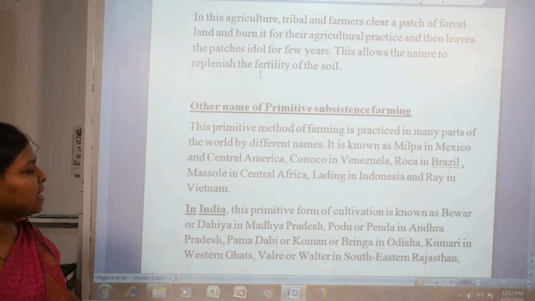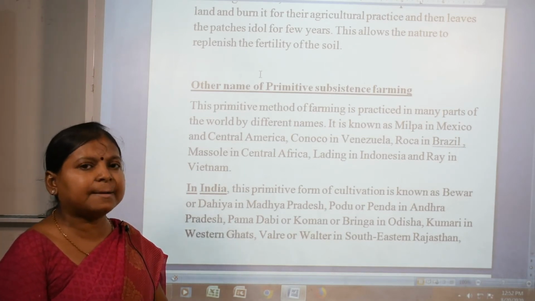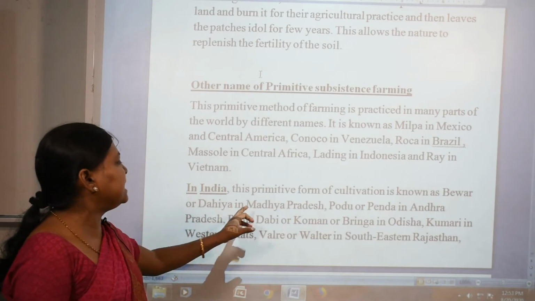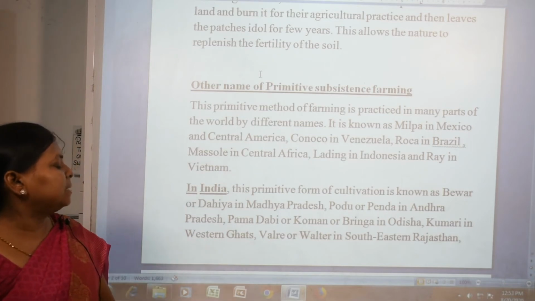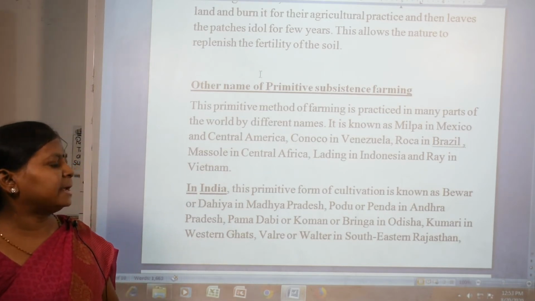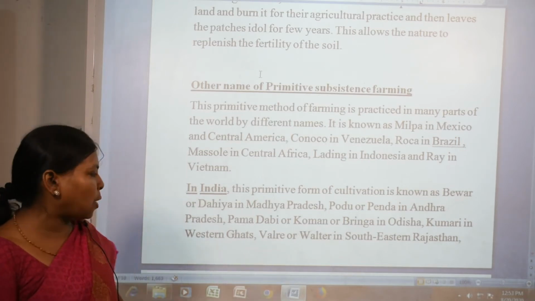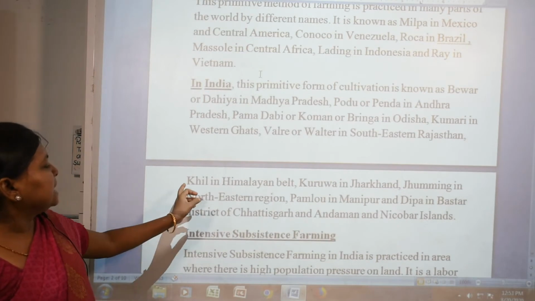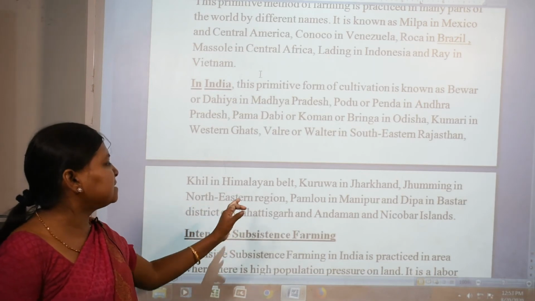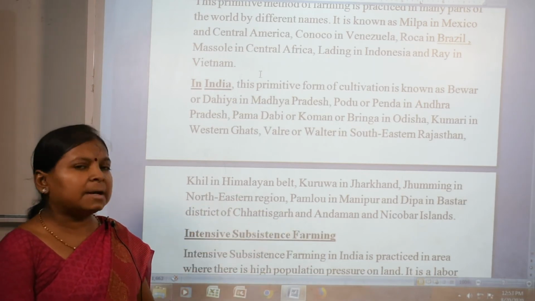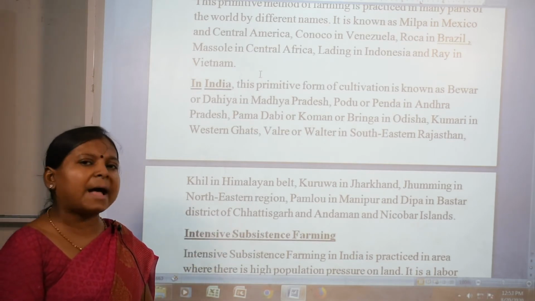And in India, how is it known? In India, this primitive form of cultivation is known by different names in different states. Bewar or Dahiya in Madhya Pradesh, Podu or Penda in Andhra Pradesh, Pama Dabi or Koman or Bringa in Odisha, Kumari in the Western Ghats, Valre or Waltre in southeastern Rajasthan, Khil in the Himalayan belt, Kuruwa in Jharkhand, Jhuming in the northeastern region, Pamlou in Manipur, and Dippa in the Bastar district of Chhattisgarh and the Andaman and Nicobar Islands.